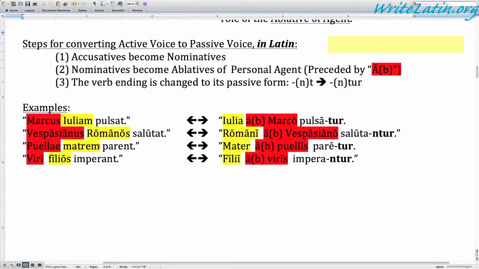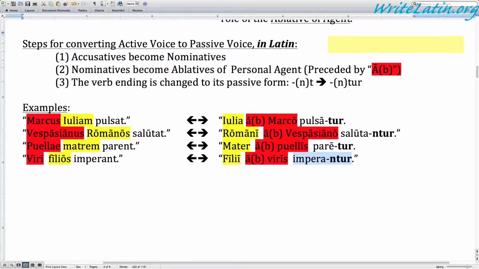The girls obey their mother. Mother by the girls is obeyed. The men, their sons command. The sons by the men are commanded.